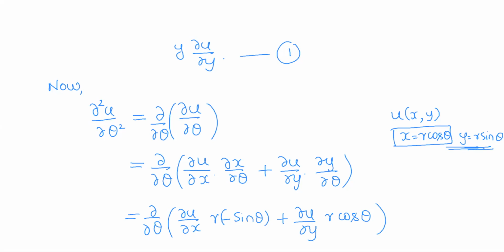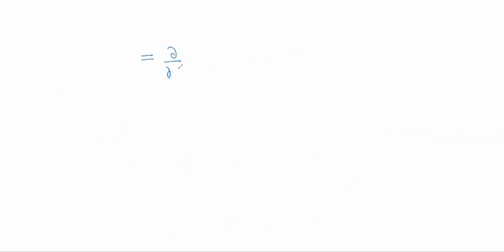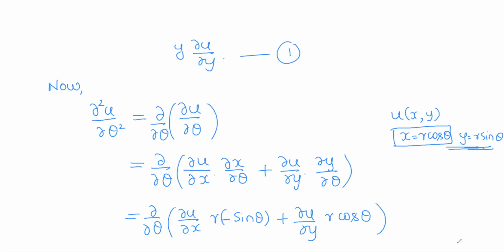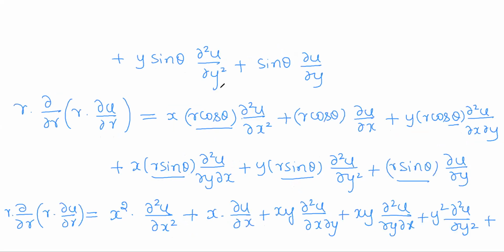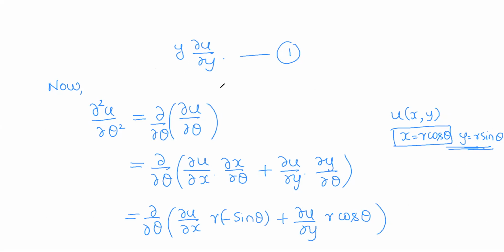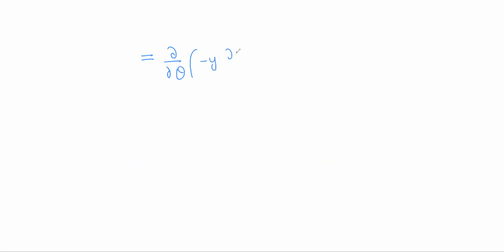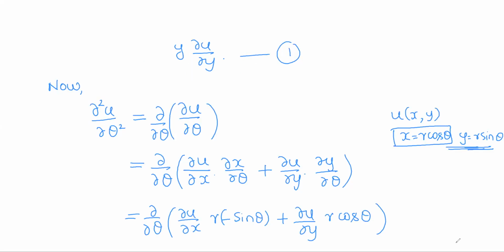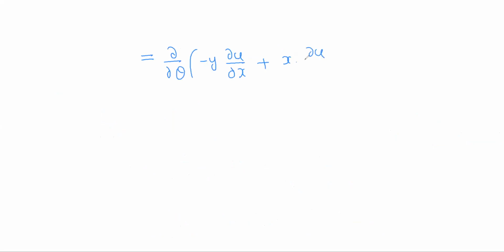Now we just have to simplify one more time. So r sin θ is y, so it will be minus y ∂u/∂x, plus r cos θ is x, so it will be x into ∂u/∂y.